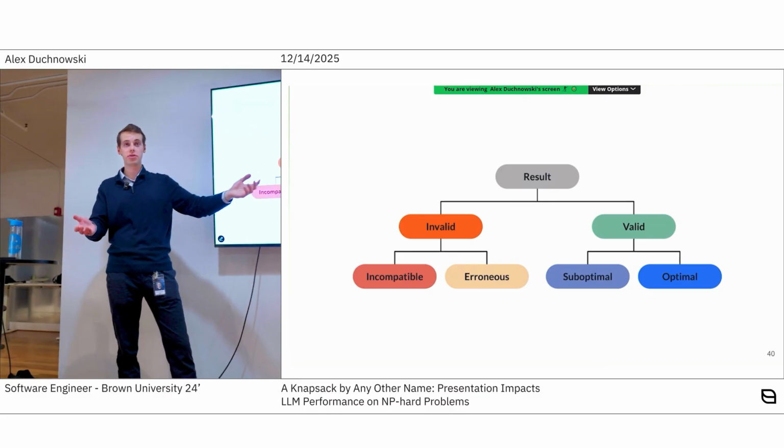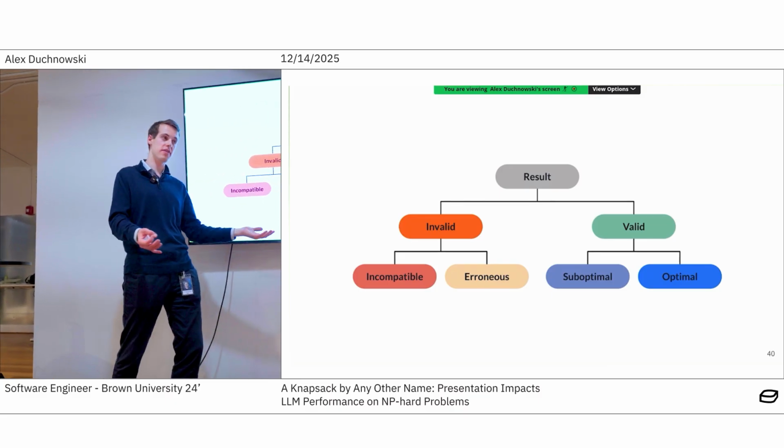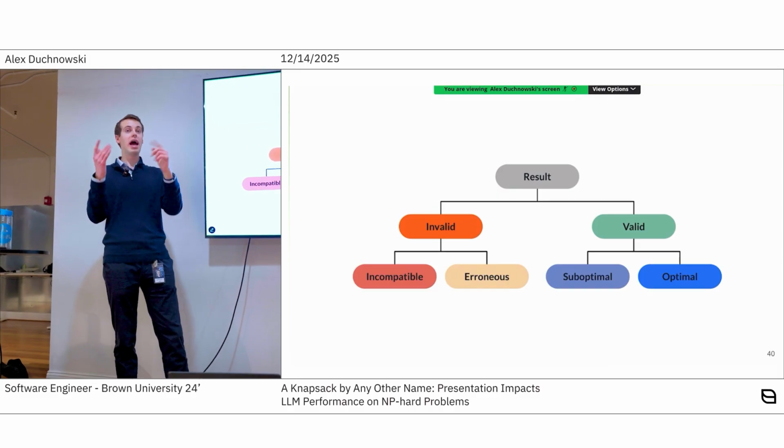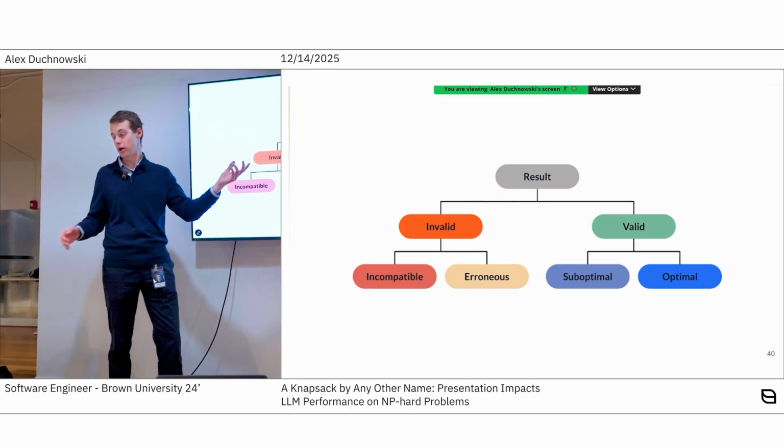Erroneous is something that looks like a solution. I asked for 5 colors for 5 nodes. You gave me 5 colors for 5 nodes, but nodes that are connected have the same color. You broke the constraints, so that doesn't work.